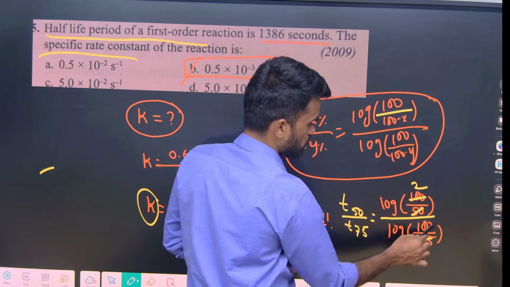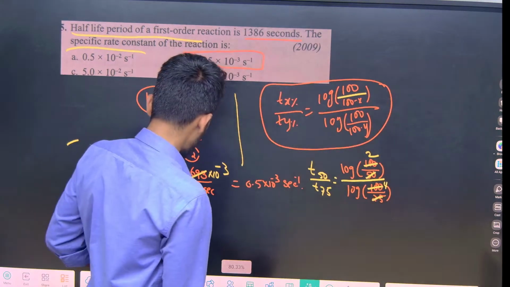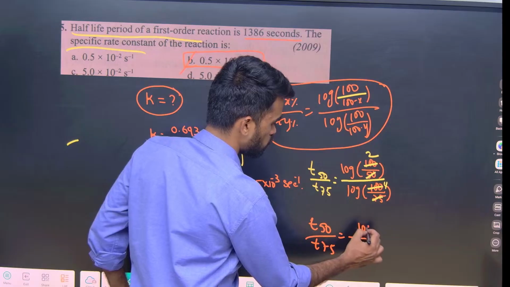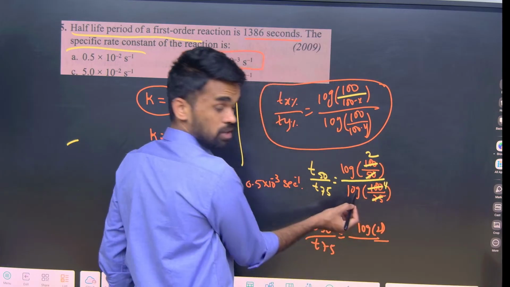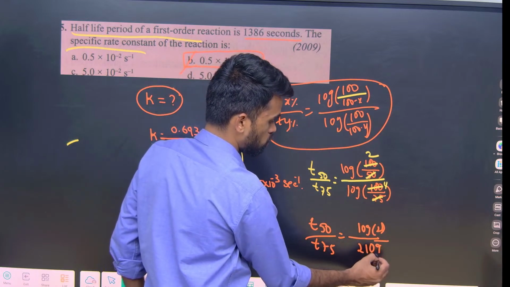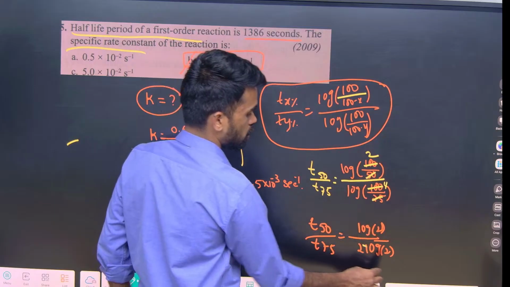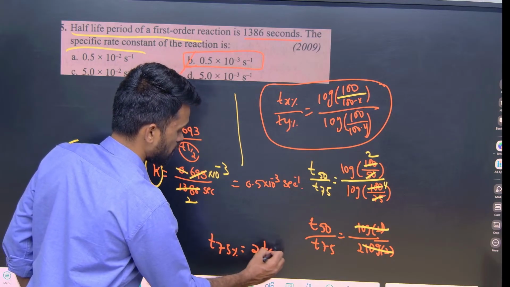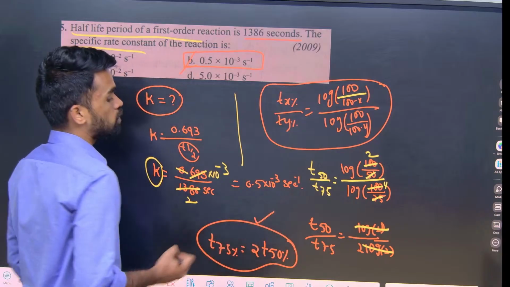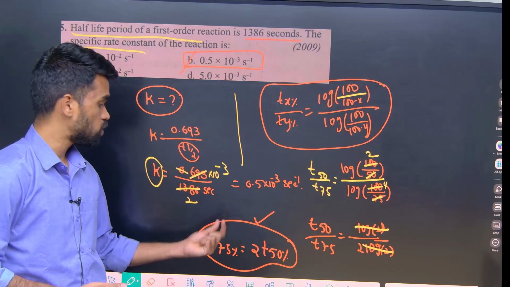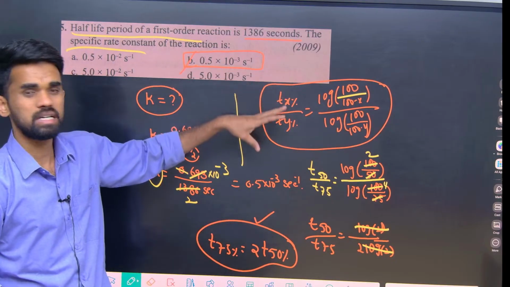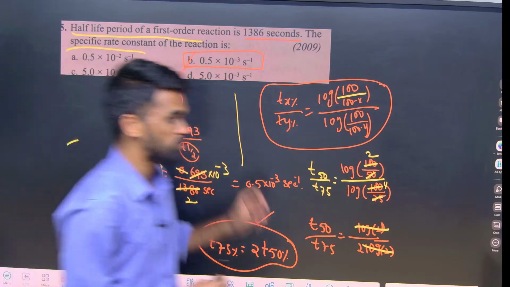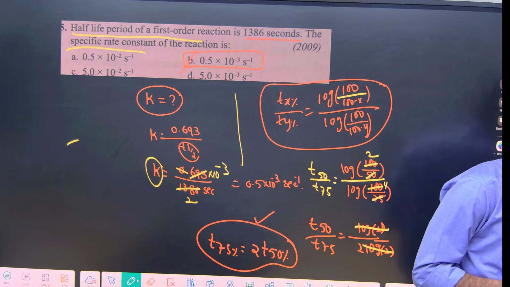So log 2 here, and this is log 4 here. Finally, t 50% by t 75% is equal to log 2 by log 4, and log 4 I can write as 2 log 2, because log 4 means 2 square. So log 2 is removed. You can simply relate t 75% is equal to 2 times t 50%. This is the way you can do it for first order reactions. Not only t 75 and t 50, you can take any percentage, t x percent, t y percent. That's why I generalized it as t x percent by t y percent. This is one of the very useful equations. Right, let's move forward.